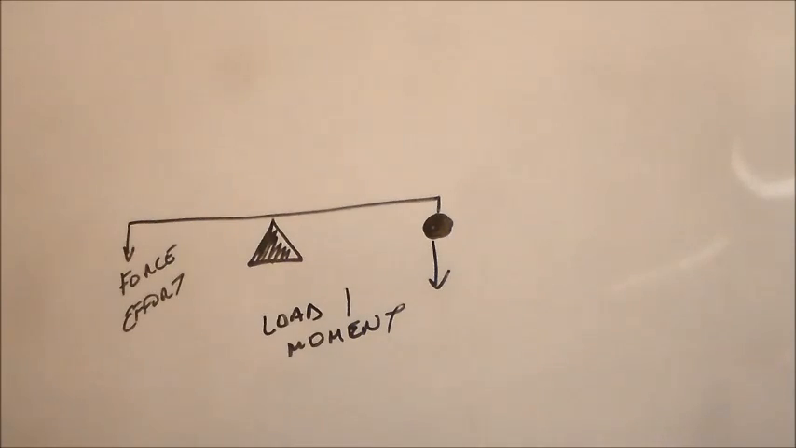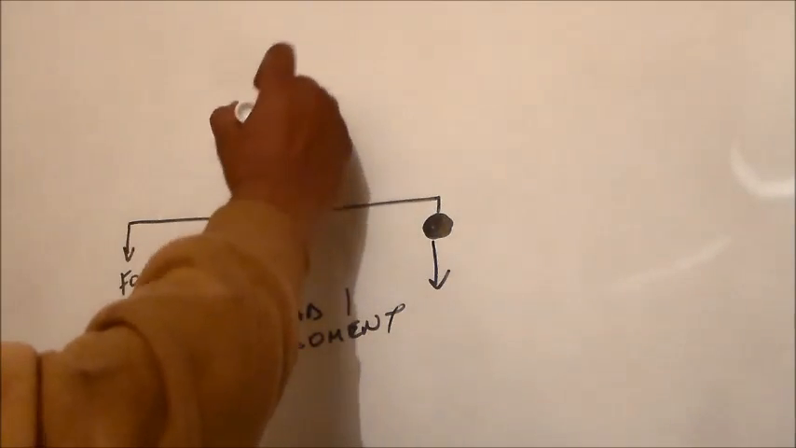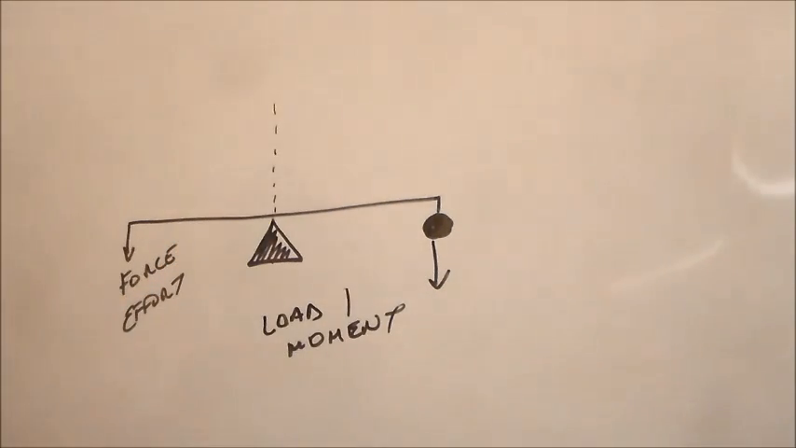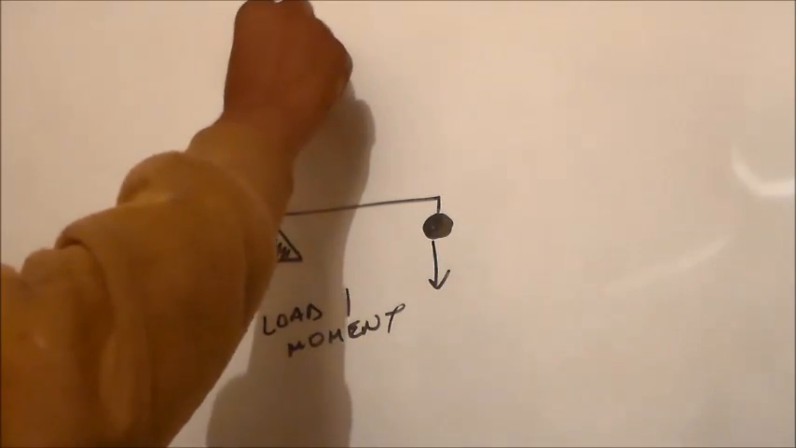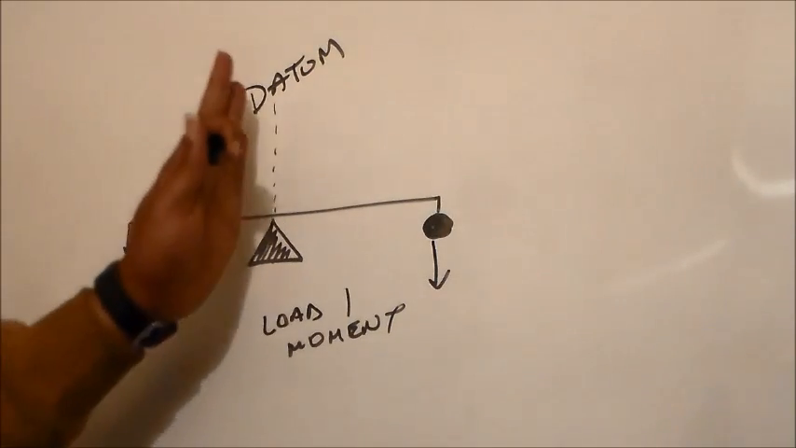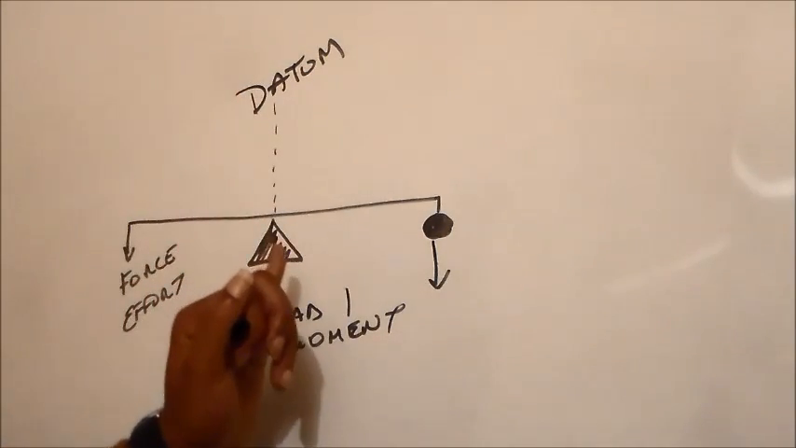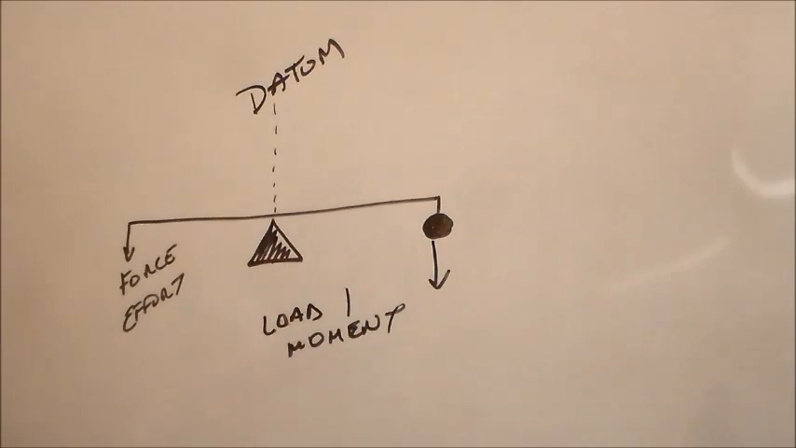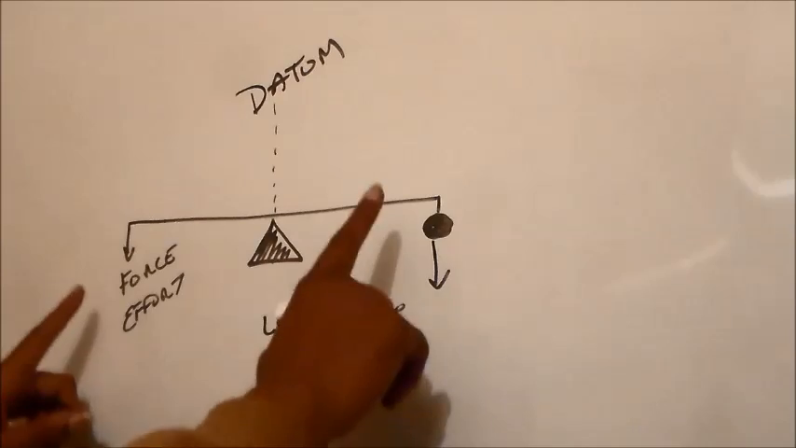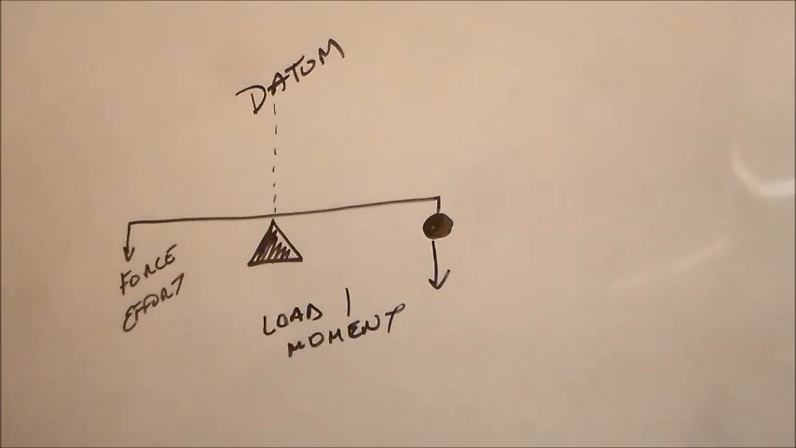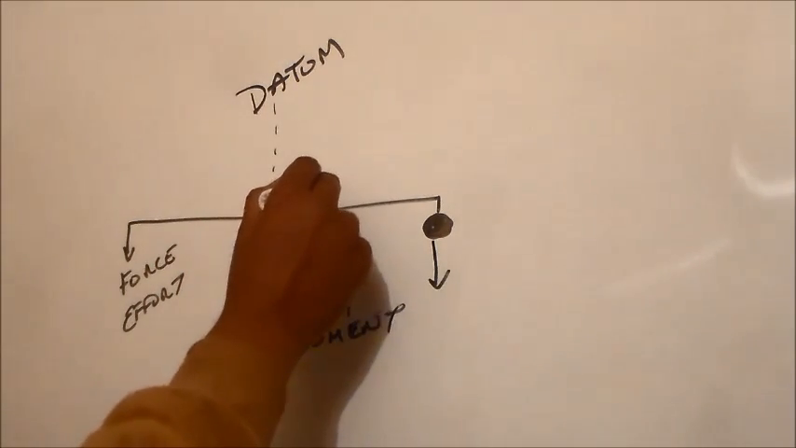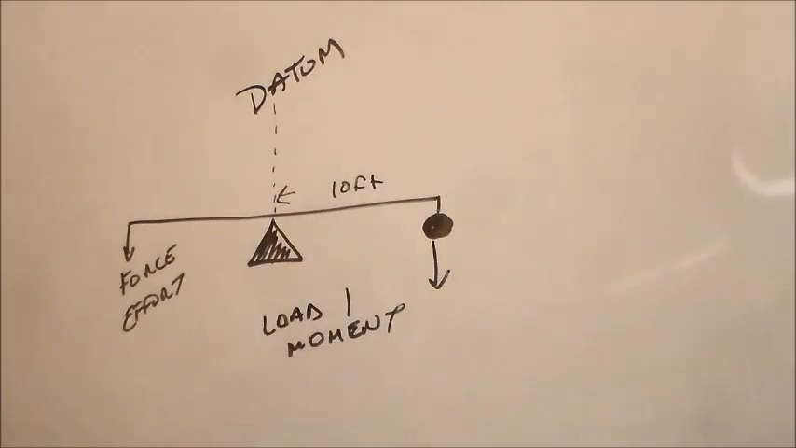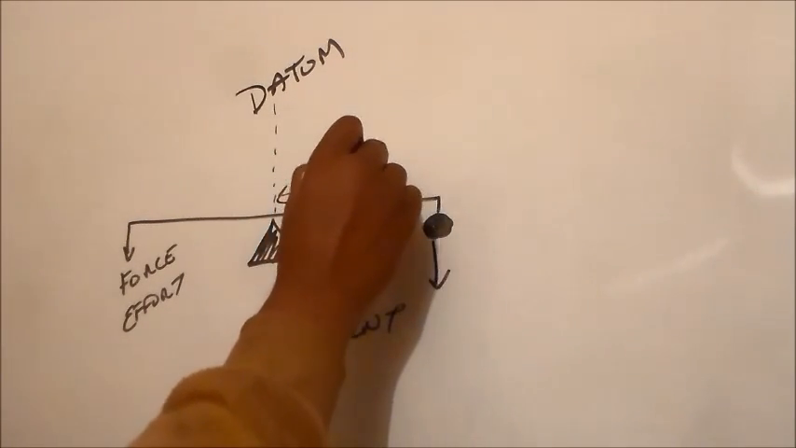The load moment is a combination of, let's say this is a reference point, or what we would call a reference datum line. You don't necessarily have to remember that. All you need to know is that we're measuring things from this fulcrum, or the pivot point. In order for this thing to balance out perfectly, they would have to be the same distance. Let's say this is 10 feet, or 120 inches. I like that better. 10 feet is 120 inches.